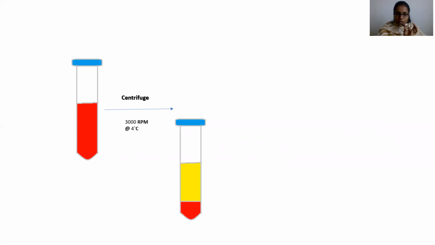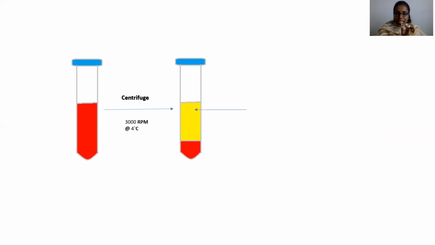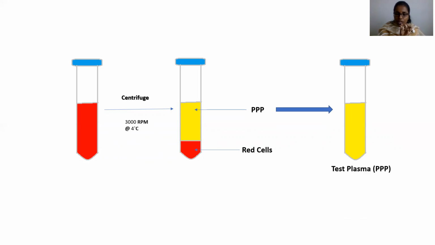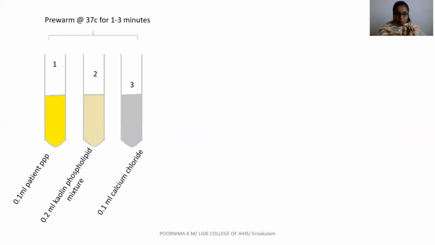Okay. So now after centrifugation, we have platelet poor plasma and red cells at the bottom. So now for the test, separate the platelet poor plasma which has been obtained. So now we have separated the platelet poor plasma in another test tube for the test. Okay. So now the test procedure involves: take 3 test tubes, label them as 1, 2 and 3.